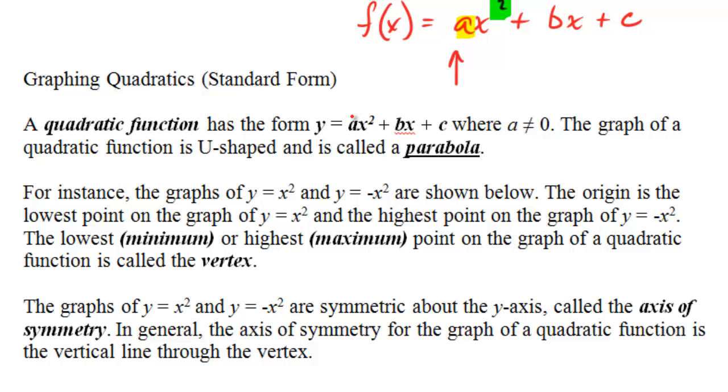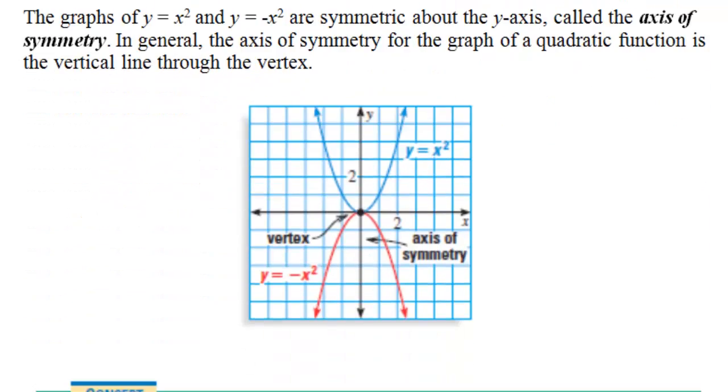Lastly, we learned a little bit about symmetry in prior units, and so quadratics are symmetric, and they have a particular line that they're symmetric around, which is the axis of symmetry. The axis of symmetry is going to run straight down through the vertex and create symmetry on either side of it. You can see how the graph reflects itself across the axis of symmetry. Now, one of your goals is going to be to identify the axis of symmetry.